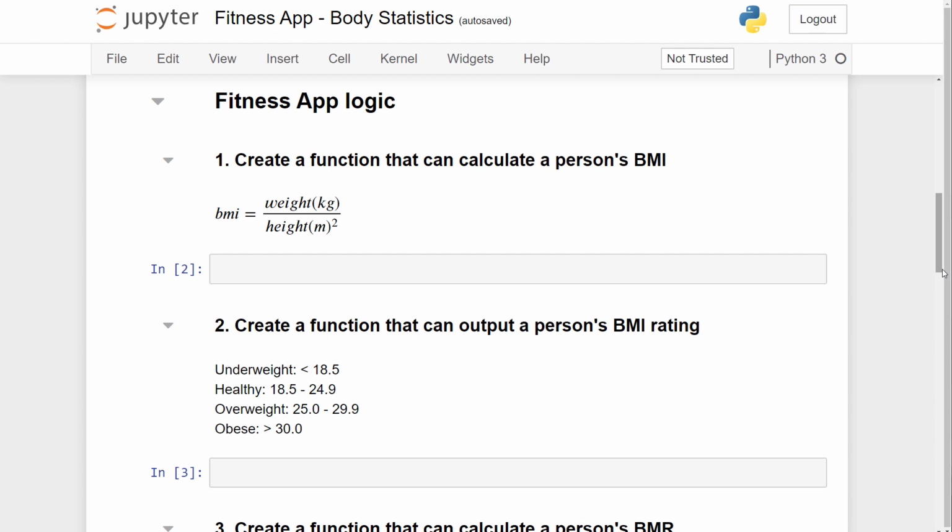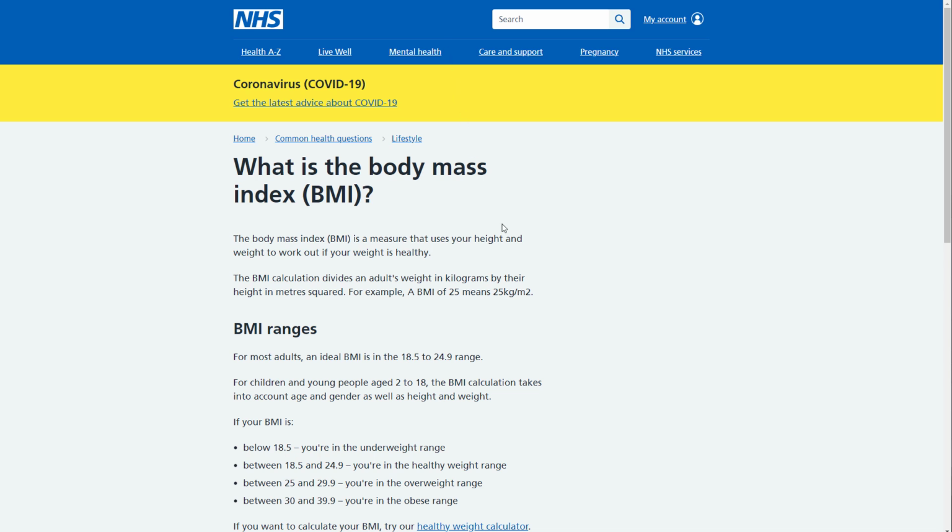Now, the first thing we're asked to do is create a function that can calculate a person's BMI, and the BMI formula is as follows. It's weight in kilograms divided by the height squared, where height is in meters. So if we pop across to the NHS website, you can see here that we're told that the body mass index is a measure that uses your height and weight to work out if your weight is healthy. And it's calculated by dividing an adult's weight in kilograms by their height in meters squared.